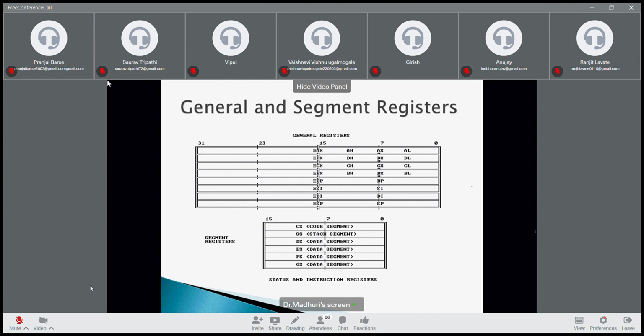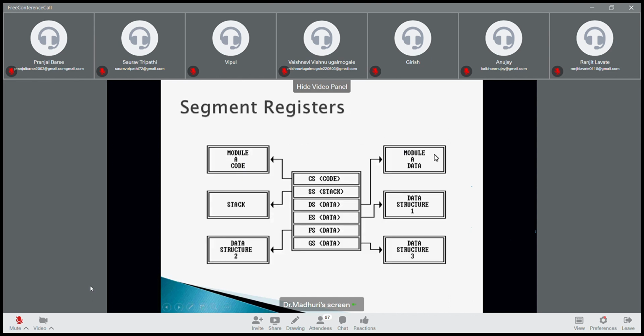Now next is the segment register. You have a code segment, stack segment, data segment, extra segment, FS and GS. Here you have the modules. A data segment will be given to one register. These are different programming modules actually, that you can point to the segments.